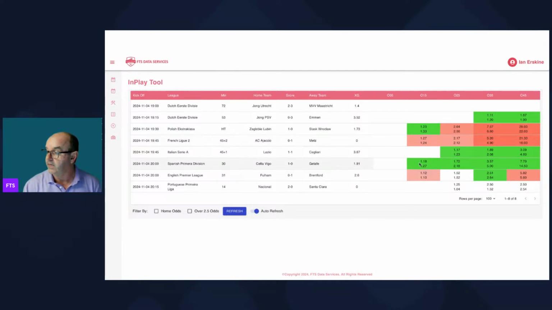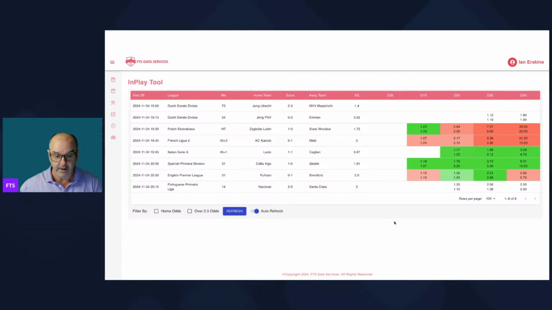But if we take the Celta Vigo game, we've got the goal markets up from 0.5 right through to 4.5. Every game has had a goal, so there's no markets open for 0.5. Games that have had more than one goal, like Young Utrecht, we've got nothing. Young PSV's 3-0, so the next market's over 3.5. That's basically how it works. Green squares show us where there's a bit of value, and red squares show us where there isn't value.